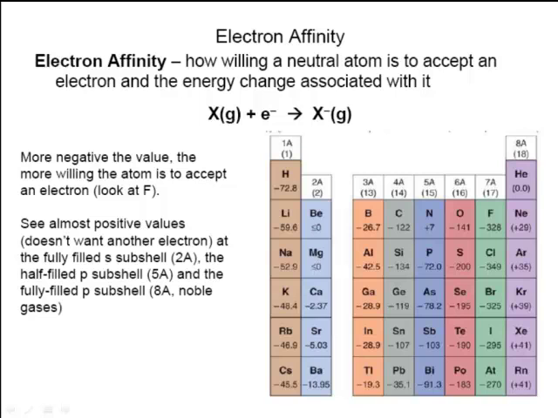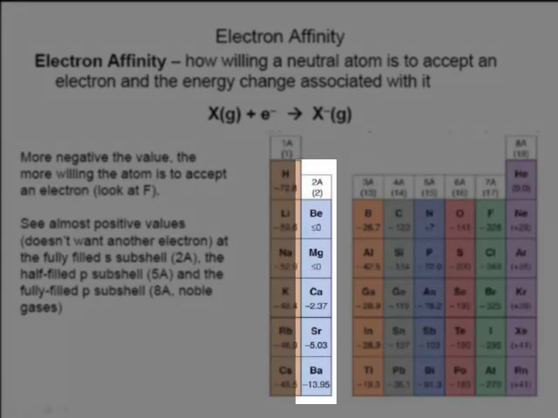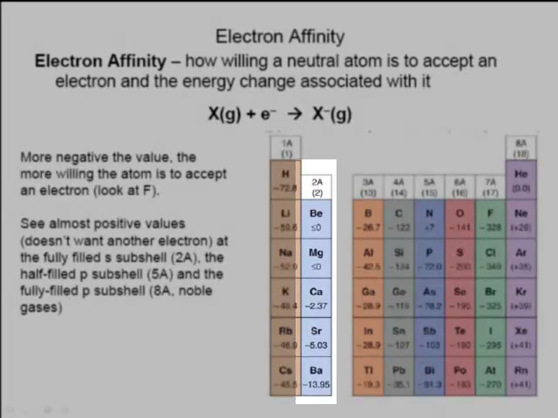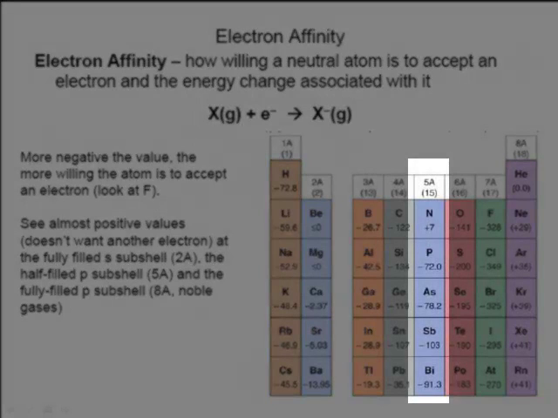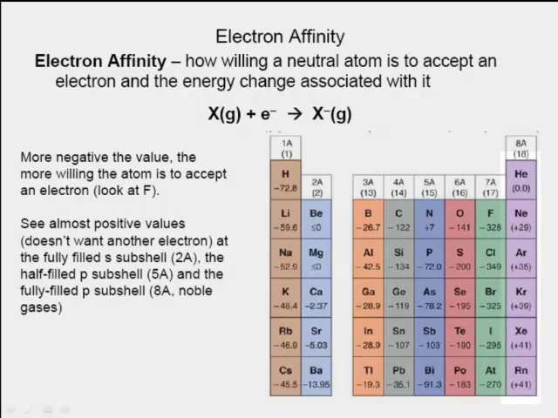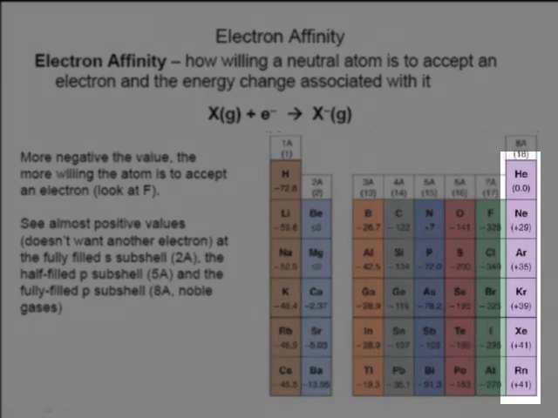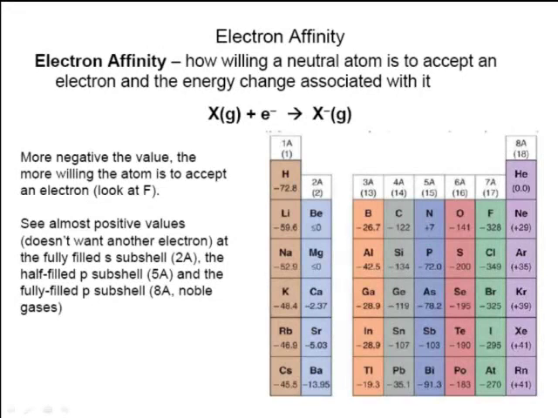We see the same trends that we saw with ionization energy, though, in that at a fully filled s, they don't want to change the number of electrons. They're happy there. So for beryllium, it doesn't want an extra electron. It's actually going to be a positive value. We'd actually have to force the electron on. If we go to the half-filled p subshell at nitrogen, it's got a positive value. It doesn't want extra electrons. And as we get to neon, it's got a positive value. It doesn't want that extra electron. We can still force those on, but it doesn't really want them. And that's true across the row.